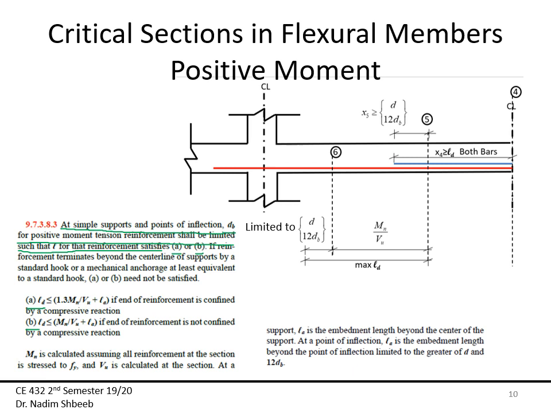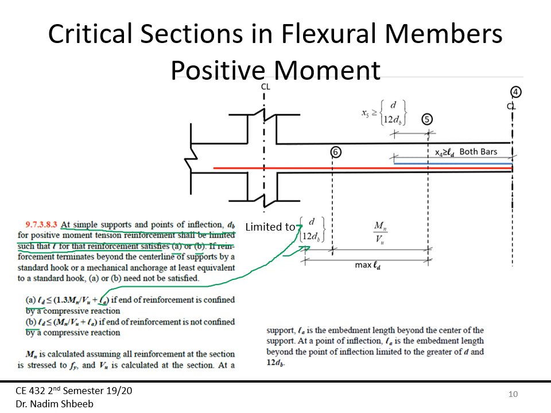Now A says that the development length should be less than 1.3 Mn, which is the nominal moment at section 6, divided by V ultimate also at section 6, plus what we call La, and La is either d or 12 db. The reason why we have Mn, and we talked about that at the beginning, is that the bond stress is proportional to the shear, and also proportional to the change of moment divided by the x, or by L. So that's why we have here Mn over V ultimate.